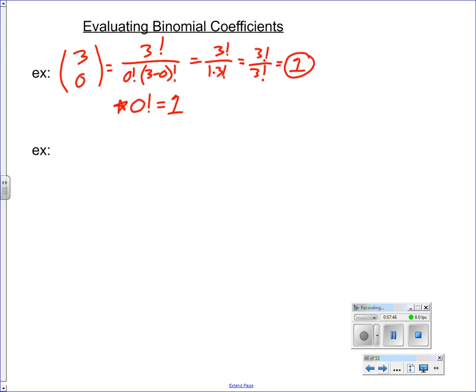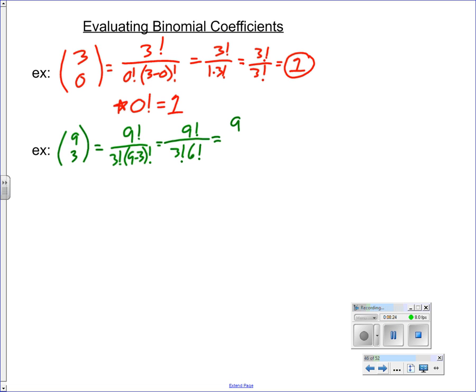I'll do a second example, evaluate 9 above 3. Again, we just work this the same way with the formula. It would be 9 factorial over 3 factorial times 9 minus 3 factorial. So we start simplifying. 9 minus 3 would be 6. We have 9 factorial, 3 factorial, 6 factorial. Remember, we can't combine the factorials. 3 factorial times 6 factorial does not make 18 factorial. So we have to evaluate these separately.